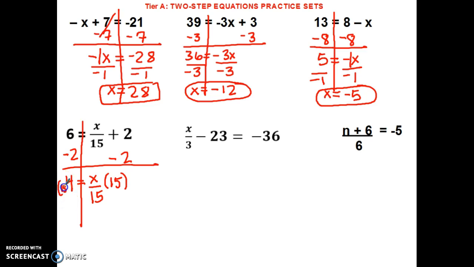So multiply by 15. All right, so 4 times 15 is 60. x is equal to 60.